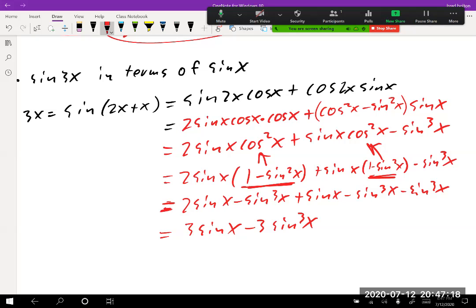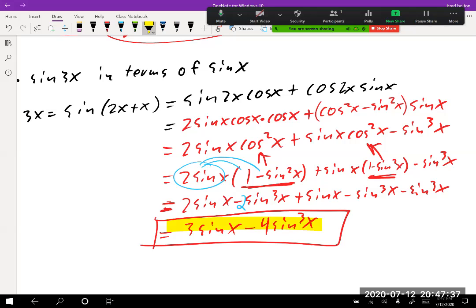I think I forgot to distribute this 2 right here. So this 2 sine x was supposed to distribute. So this should be a 2 right there. Sorry about that, you guys. So then that makes that a 4 sine cubed, oops, 4 sine cubed x.